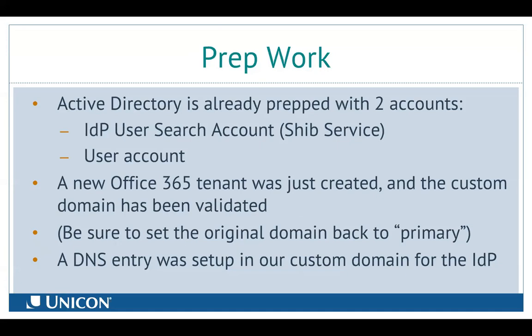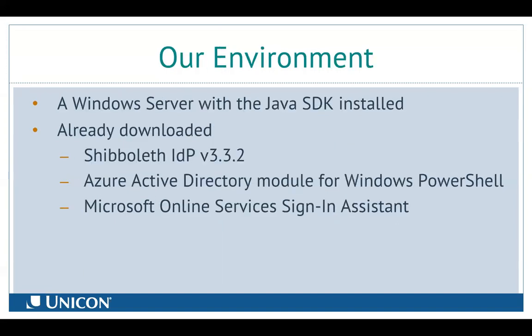That validation process switches the primary domain to the new custom domain, which will prevent us from federating the custom domain. You'll want to make sure another domain, like your onmicrosoft.com domain, is flagged as the primary domain. I've also set up a new hostname for my IdP in my custom domain's DNS server. In the demo environment, I have a Windows server with the Java SDK already installed, and I've already downloaded the Shibboleth IdP version 3.3.2 and the Azure Active Directory module for Windows PowerShell, as well as the Microsoft Online Services Sign-In Assistant. Now let's move over to our Windows server.